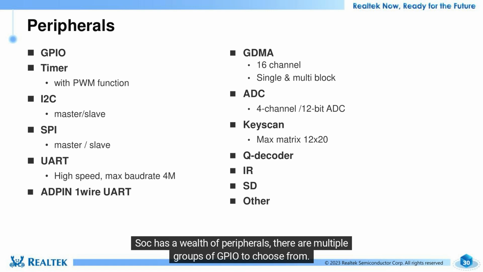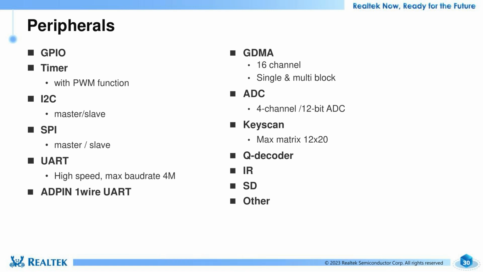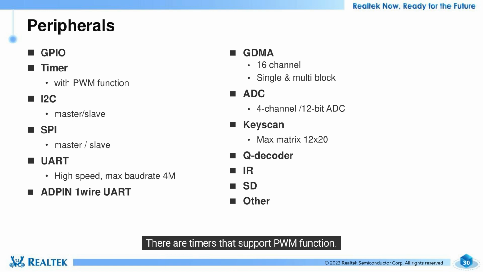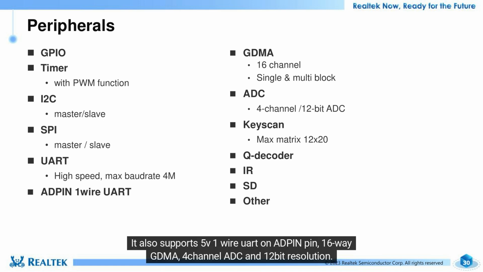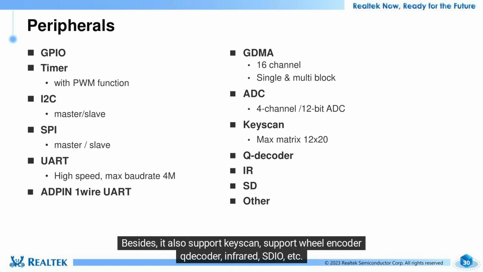SoC has a wealth of peripherals. There are multiple groups of GPIO to choose from. There are timers that support PWM function, I2C, SPI, and UART with a maximum baud rate of 4M. It also supports 5V 1-wire UART on a DPI-N pin, 16-way GDMA, 4-channel ADC and 12-bit resolution. Besides, it also supports keyscan, quad decoder, encoder, infrared, SDIO, etc.